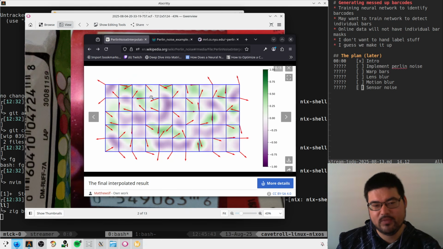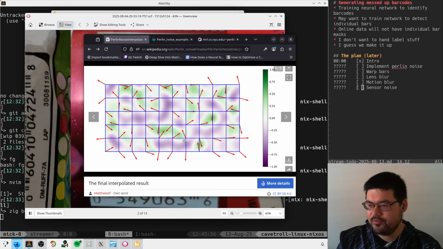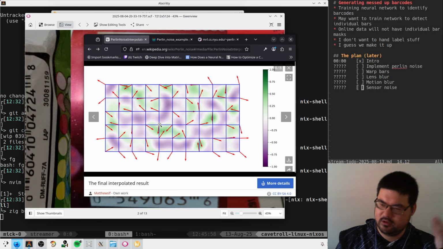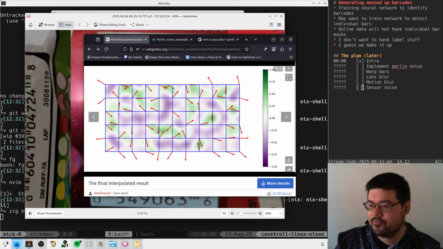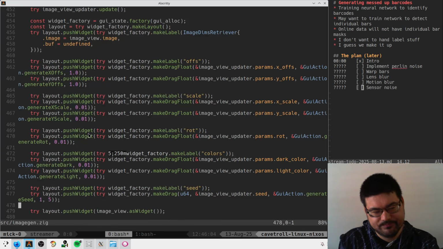It seems pretty straightforward. And you're interpolating the dot product of the 4 arrows or something. So if you're directly on one of the corners, your dot product with everything will be 0. So it should be something like that. Okay, let's get moving and see what happens.